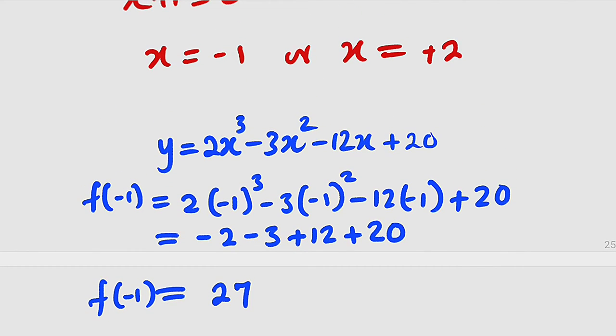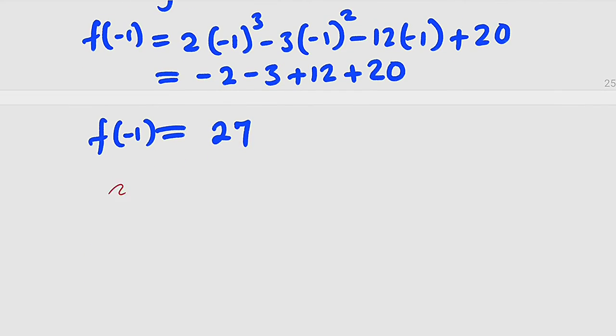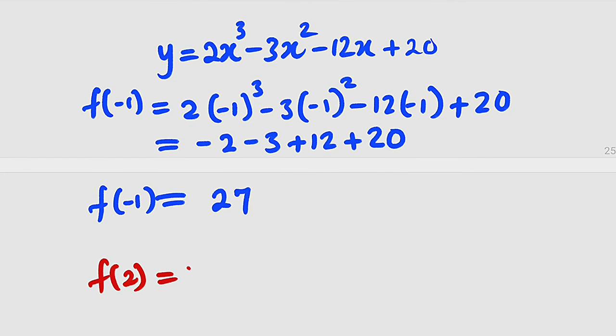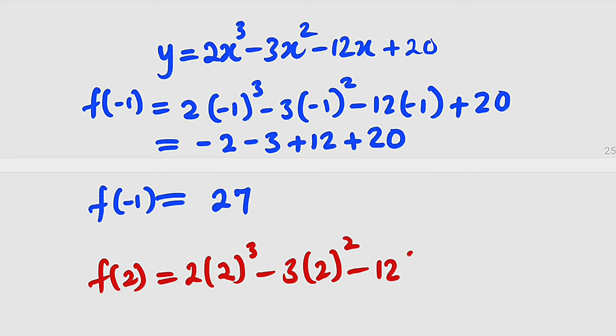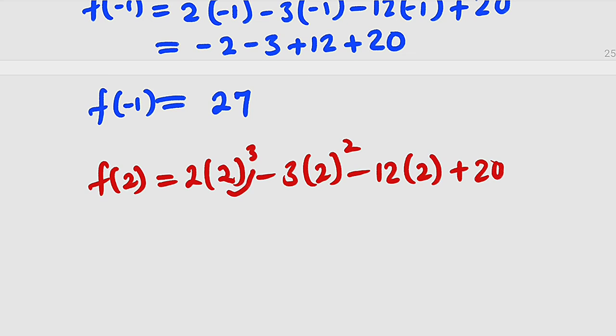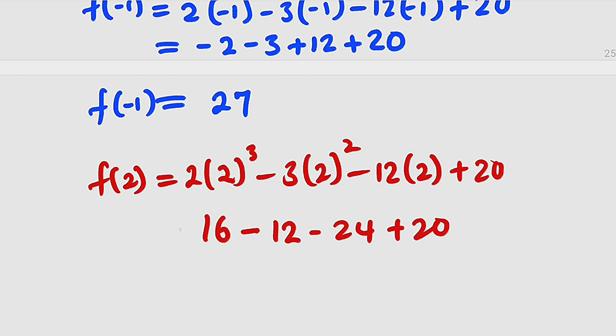Now let us substitute for f of positive 2. For f of positive 2, we have this to be equal to 2 multiplied by 2 to the 3rd power, minus 3 times 2 to the 2nd power, minus 12 times 2, then plus 20. 2 to the 3rd power is 8. 8 times 2 is 16. Minus 2 to the 2nd power is 4. 4 times 3 is 12. Then minus 24. Then plus 20.